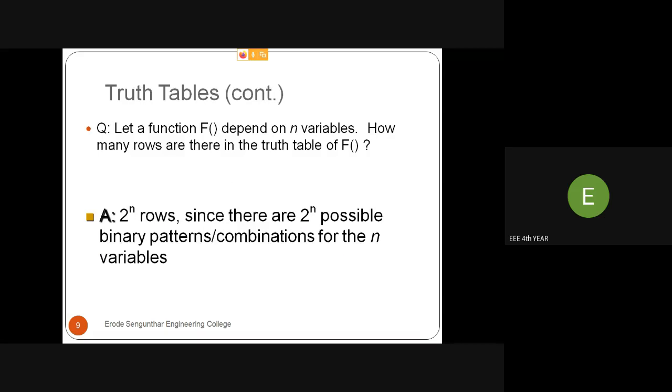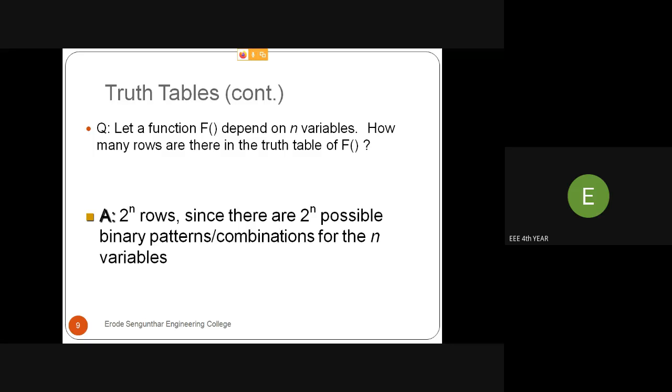Okay, one question. Let a function F depend on n variables. How many rows are there in the truth table of F? As I have already stated in the previous slide, if we have one coin, tossing it gives head or tail, so two combinations. If two coins are tossed simultaneously, we get head-head, head-tail, tail-head, or tail-tail. We have four combinations. So the answer is 2 power n rows.